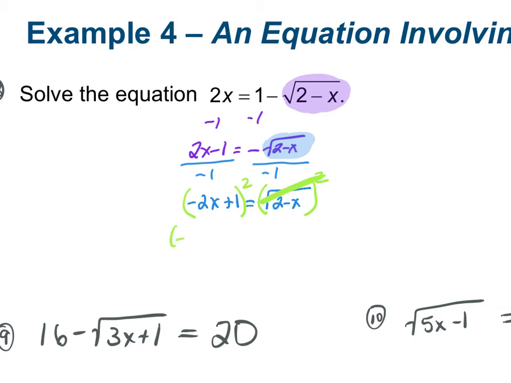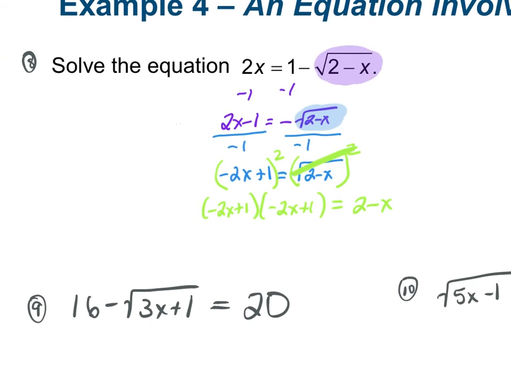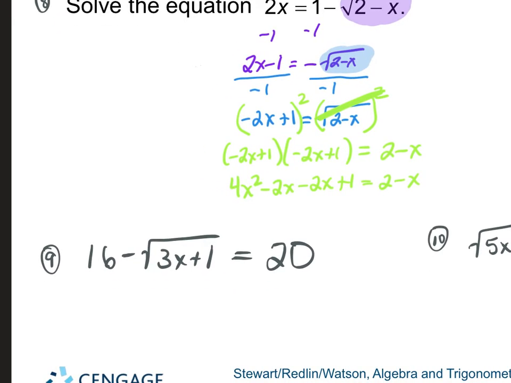This is negative 2x plus 1 times negative 2x plus 1 equals 2 minus x. You have to square both sides. You're going to have to FOIL. So negative 2 times negative 2 gives me positive 4x squared. Negative 2x times 1 is negative 2x. 1 times negative 2x is negative 2x. 1 times 1 is 1 equals 2 minus x. Now we're just solving, guys. Combine like terms. So you have 4x squared minus 4x plus 1 equals 2 minus x.